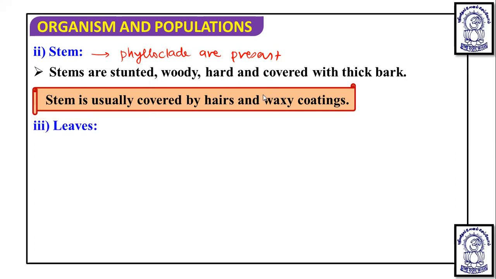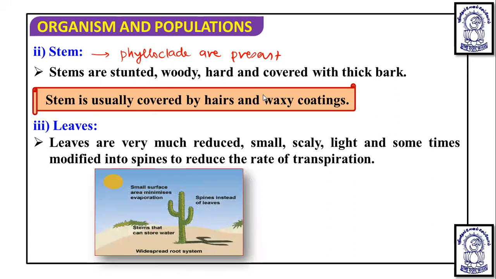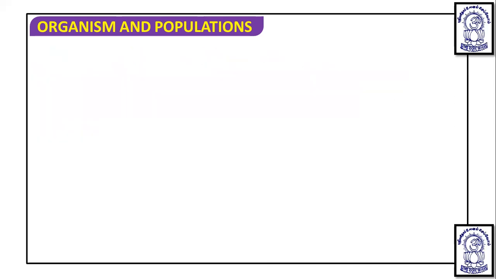Now, after this, if we talk about the morphological adaptation or morphological characters of the leaves of the xerophyte, the leaves are very much reduced, small, scaly, light, and sometimes modified into spine. They become spine. Why? When they become spine, they are needle-like, and due to the needle shape, the surface area gets reduced. And when the surface area of transpiration gets reduced, the rate of transpiration gets reduced. So leaves are seen like a needle in this. Sometimes leaves are completely absent also. So these are the morphological adaptations of the xerophytes.